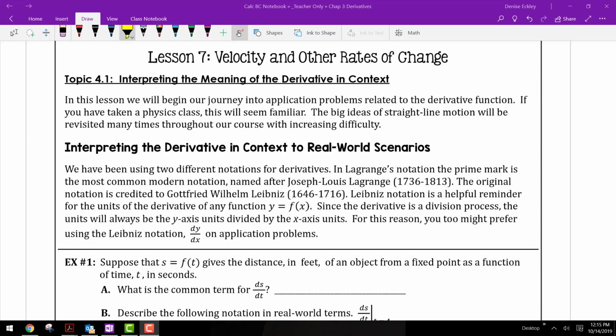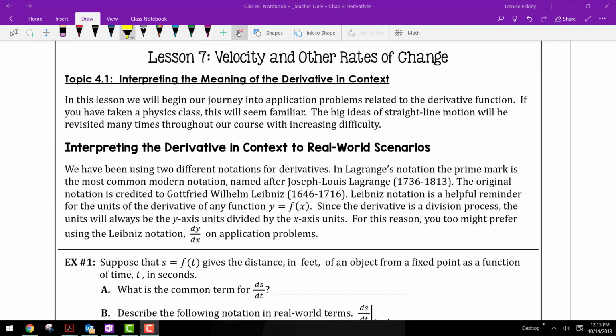This is Unit 2, Lesson 7, Part 1, Velocity and Other Rates of Change. This isn't necessarily covered in the AP Calc curriculum at this point, but it is covered quite a bit, and it's covered very quickly later on, but it is a big part of the AP test, and this is interpreting the meaning of a derivative in context.